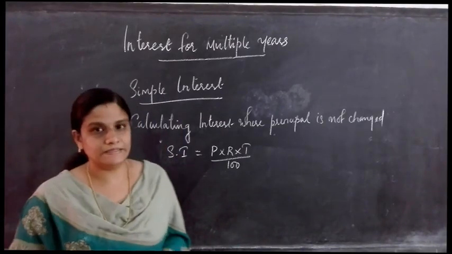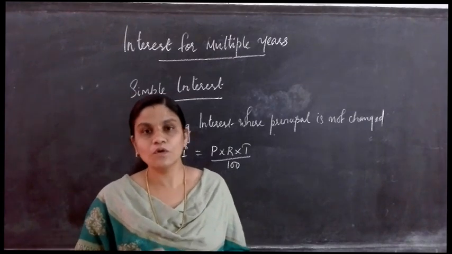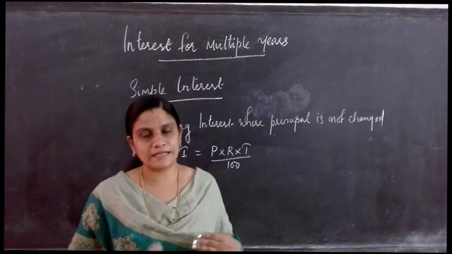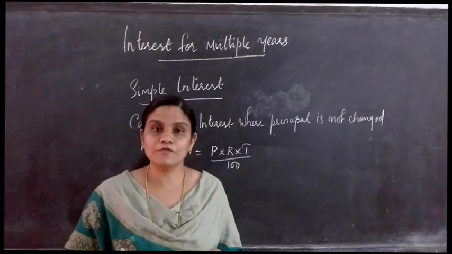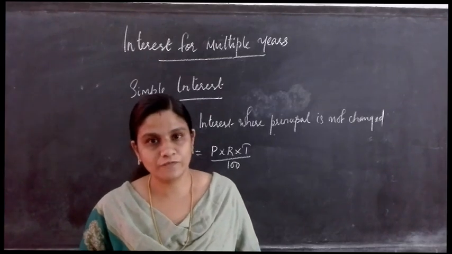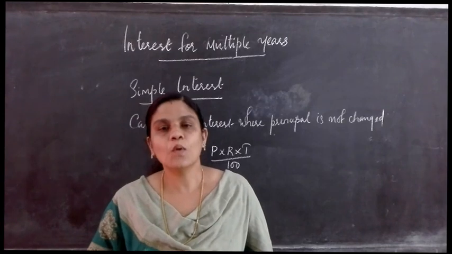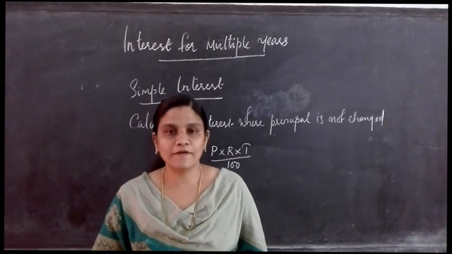Moving to the last topic, interest for multiple years. Okay. So we all know how to find the interest for 1 year. Is it children? Let us consider the previous question. Suppose Anita takes a loan for 2 years. Okay, for 2 years she has that 5,000 rupees with her. So what will be the interest she has to pay? Okay children, so how can you find that?